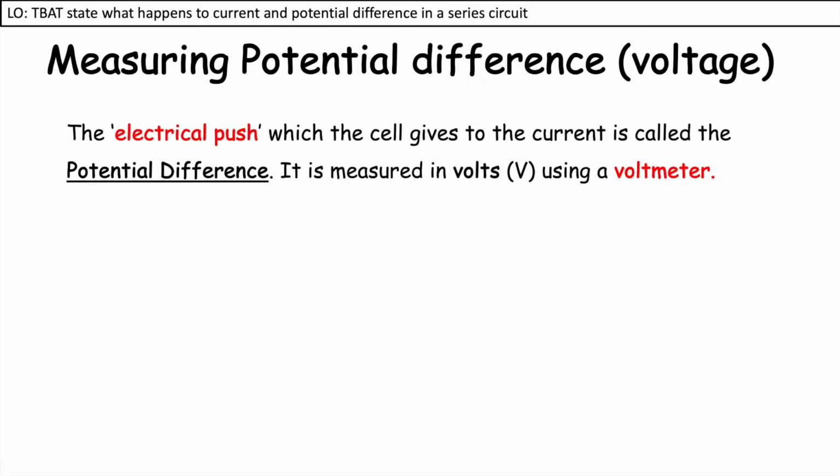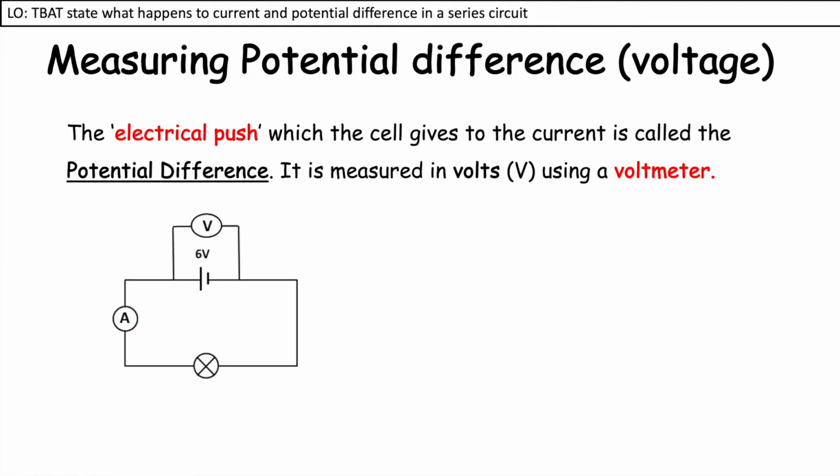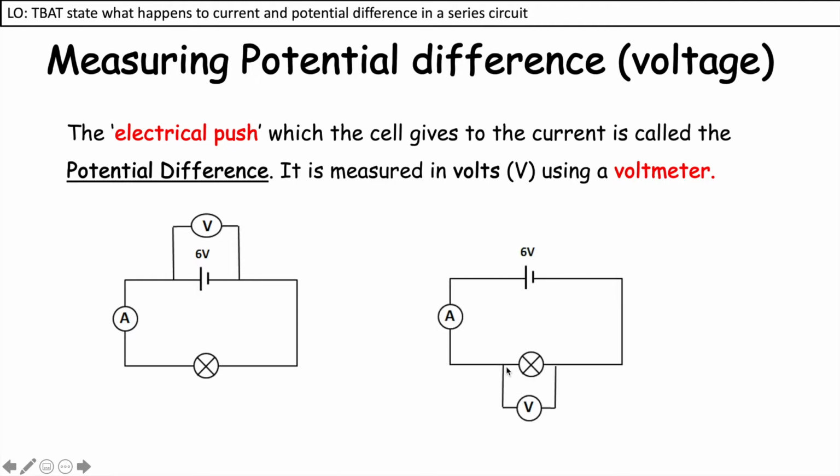So potential difference is like an electrical push the cell gives to the current, so it pushes the charge around the circuit, and it's measured in volts. To measure the potential difference, we need to connect a voltmeter in parallel across the power supply, so that will measure the voltage across the power supply. To measure the voltage across the bulb, we need to connect the voltmeter in parallel across the bulb. Remember, the ammeter to measure current is connected in series.